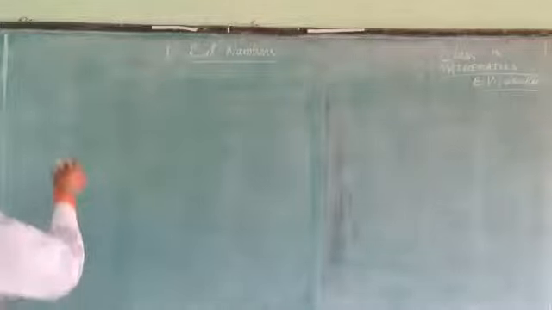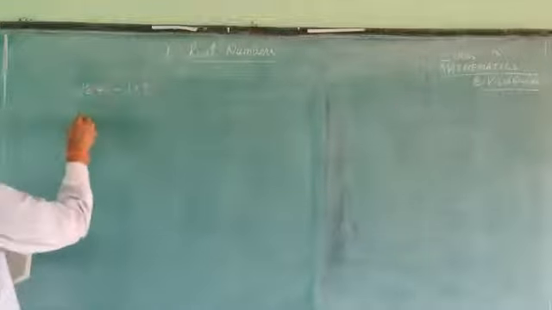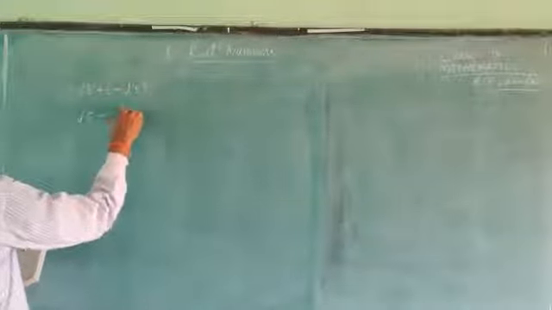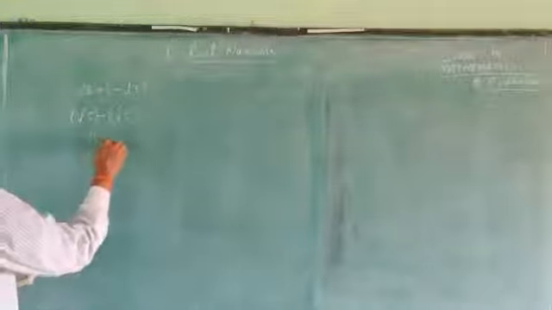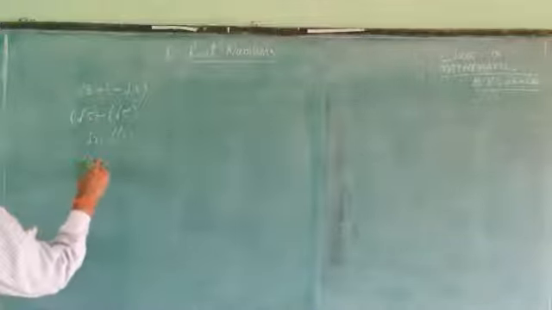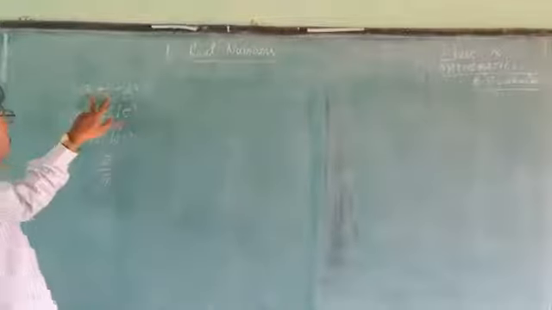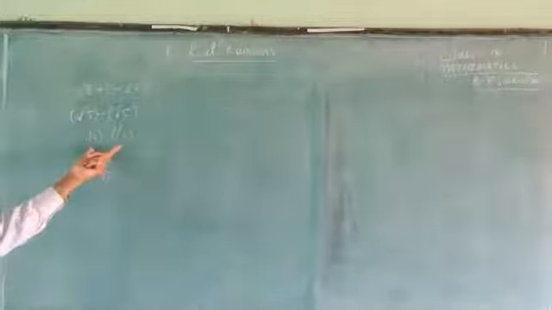See these examples. I am going to write some examples. Root 3 plus minus root 3. Minus root 5. Root 2 into root 2. Root 7 by root 7. You observe this example: the sum of two irrational numbers, the difference of two irrational numbers, the product of two irrational numbers, the division of two irrational numbers.